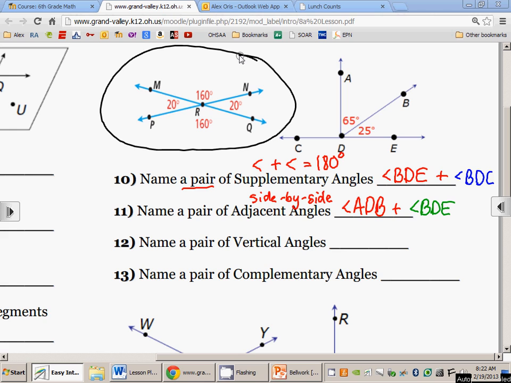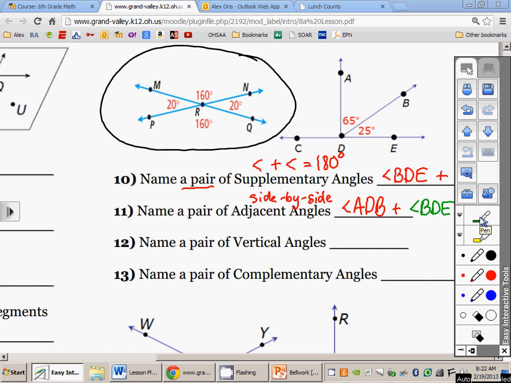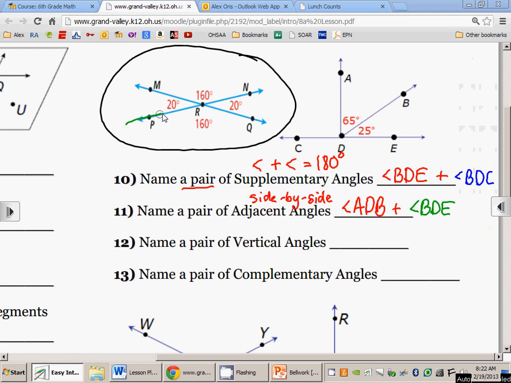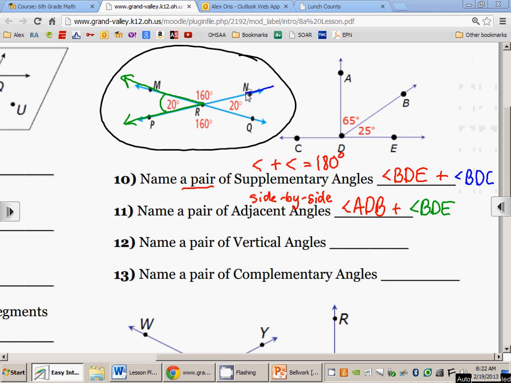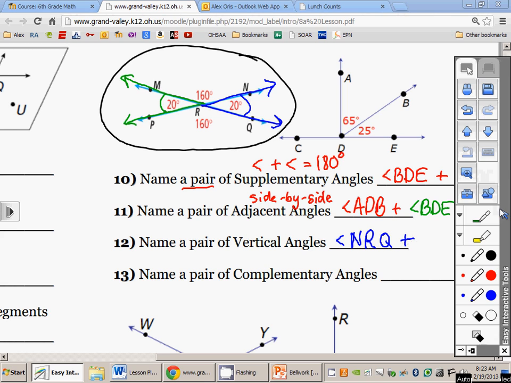Angle PRM and QRM. When you look at PRM, that's 20 degrees. And when you look at the other one, the one opposite from it, NRQ, it is also 20 degrees. So when you have two lines that intersect, you have what's called vertical angles. So here's two of them, NRQ and angle MRP.